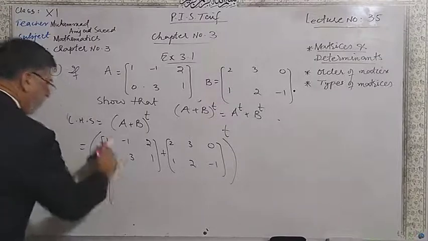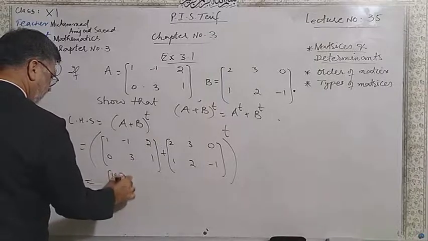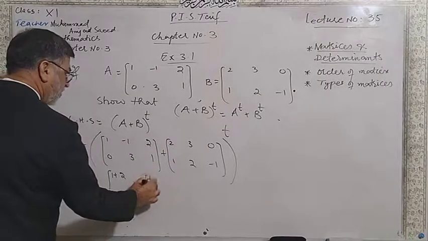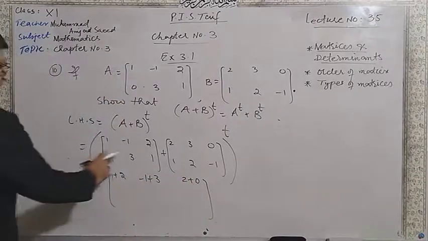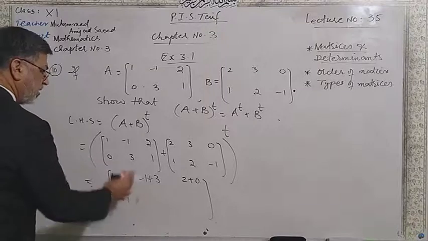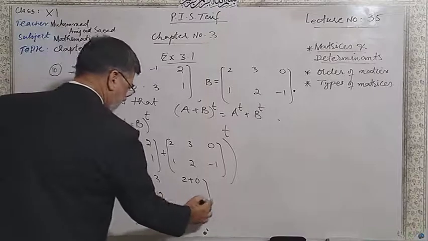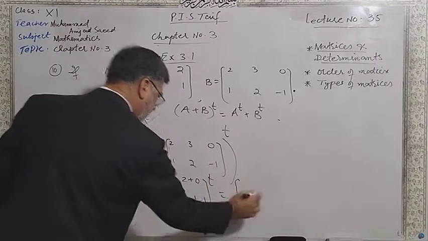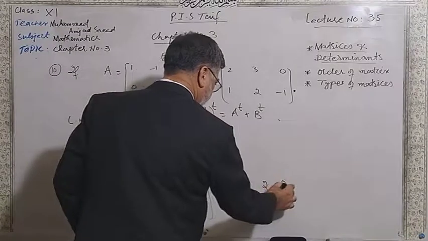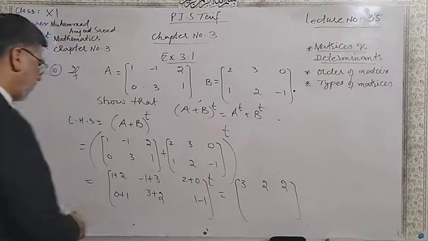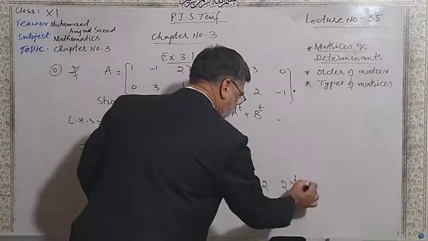Now you can add them, first plus first, second plus second, third plus third, fourth plus fourth, fifth plus fifth, and sixth plus sixth, and whole transpose. Here is 3, 2, 2, 3, 2, and 2, 1, 5, 0. And this is transpose.